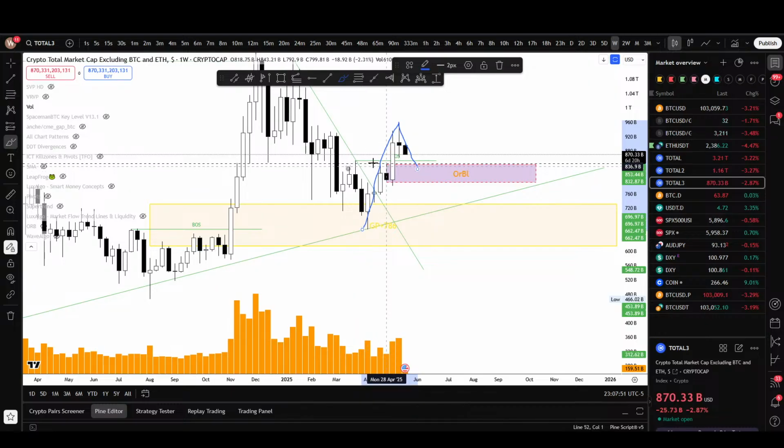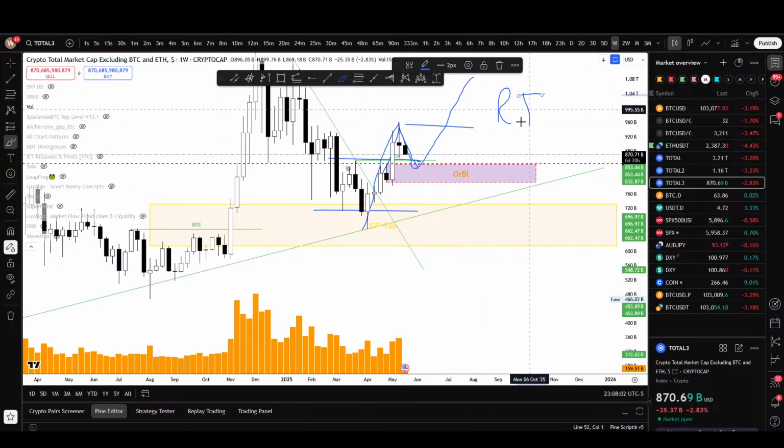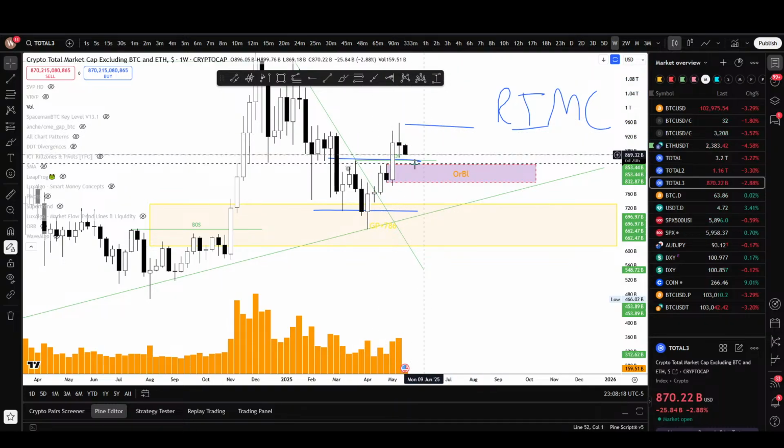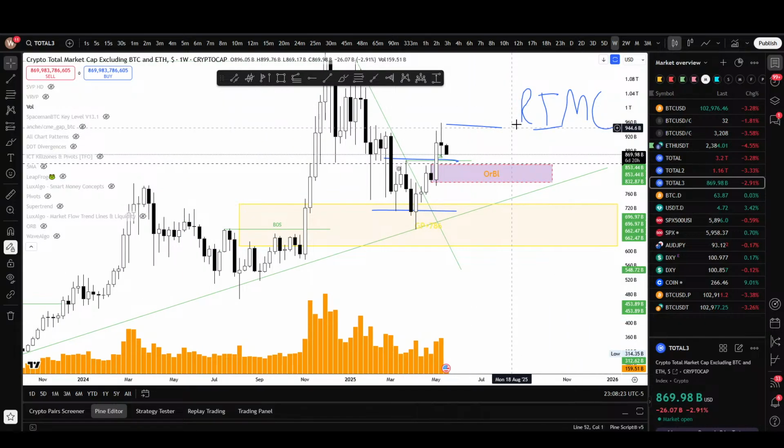So this is your range. This is your initiation. This will be your mitigation, and then continuation. So it's range, initiation, mitigation, continuation. This is RIMC, right? That's what we're looking for on total 3, or at least what I'm looking for. Of course, if this fails to hold, then we can talk about bearish scenarios. But right now, this just looks to be completing its RIMC, so I don't have any real problems with this.